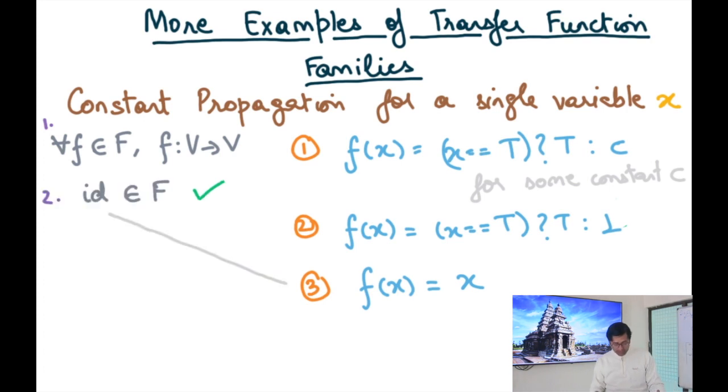If I look at the second requirement, it says that the ID function, the identity function, should belong to the family of transfer functions F. And that's also true because the third function is indeed the identity function, it just returns the input value. So that's also easy to check.